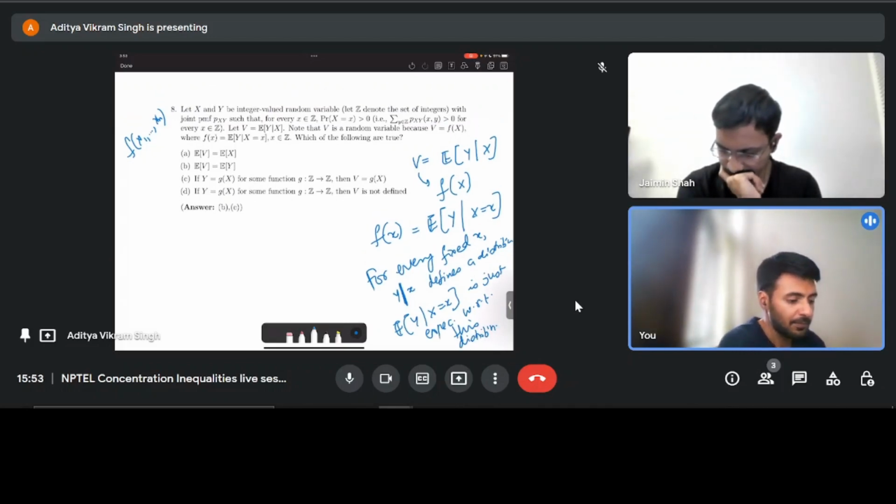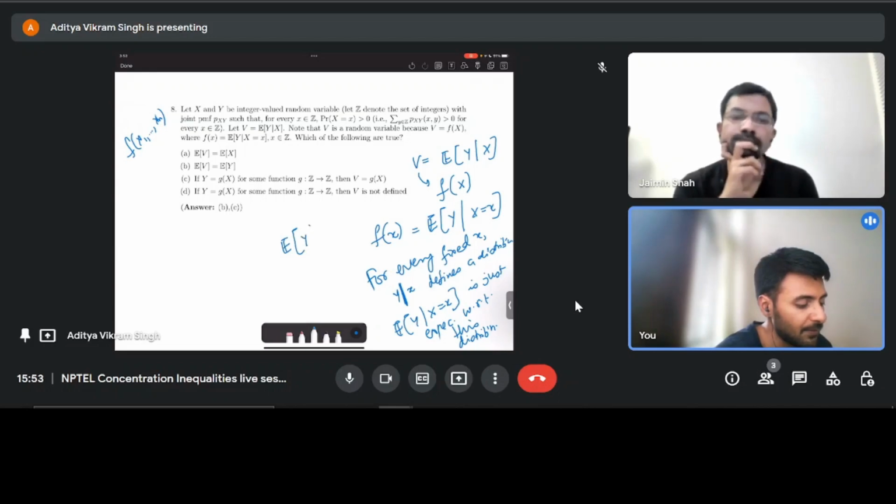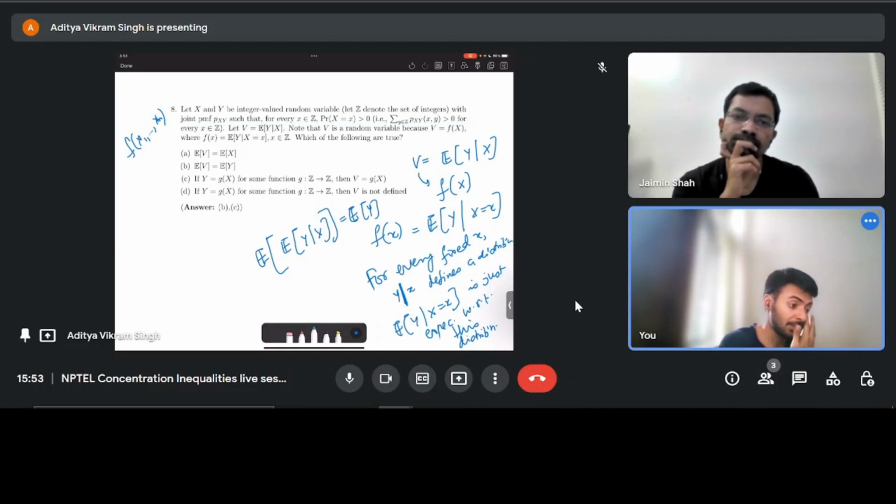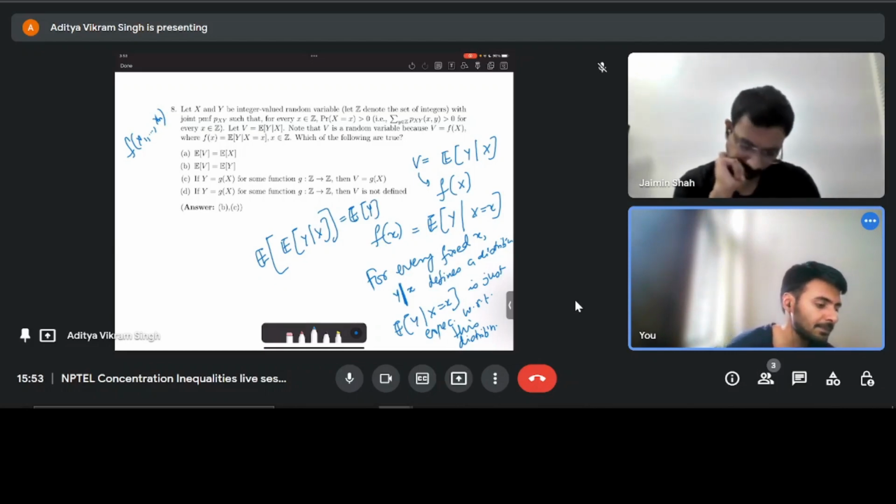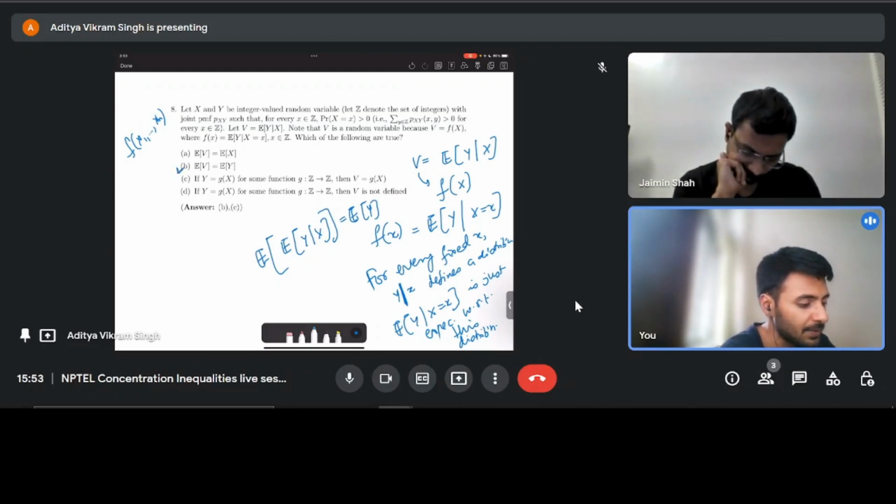So the question, is expected value of v equal to expected value of x? Again, this is true by the fact that if you take expected value of y given x, and take expected value of that, this is just expected value of y. This always holds. Second, is expected value of v equal to expected value of y? So B is the true option here, because we are conditioning on x, and then we are taking expectation again.